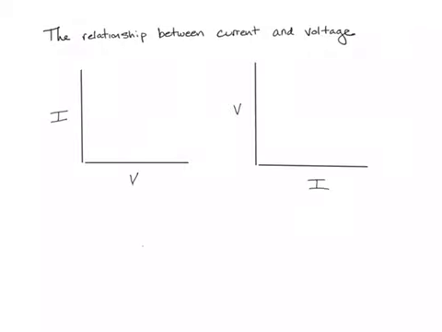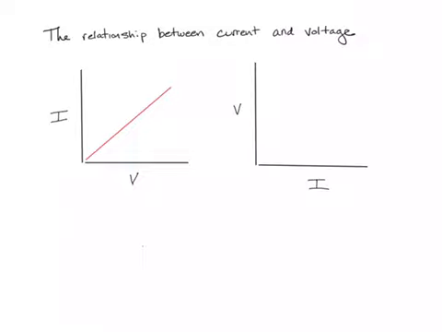So for the lab yesterday, you may have made a graph of current versus voltage, as you see on the left here, and that would make sense because you changed the voltage from trial to trial and measured the current as a response to that. So a lot of you may have put the independent variable, the voltage, on the X, and the dependent variable on the Y, and if you did that, you should have seen a graph that looked a lot like this.